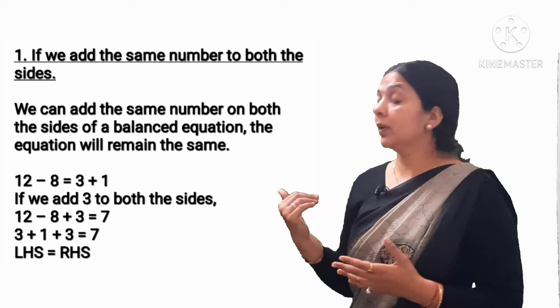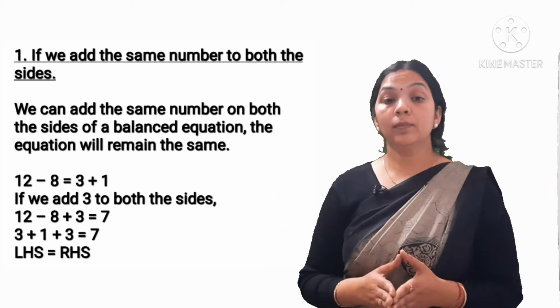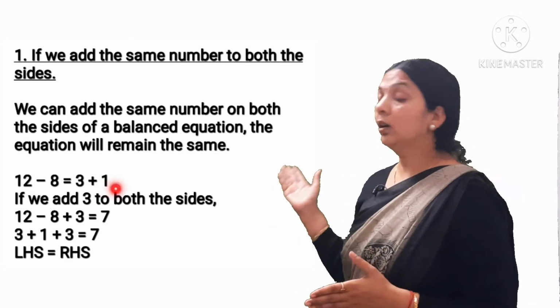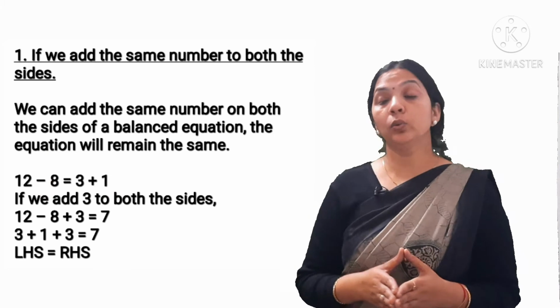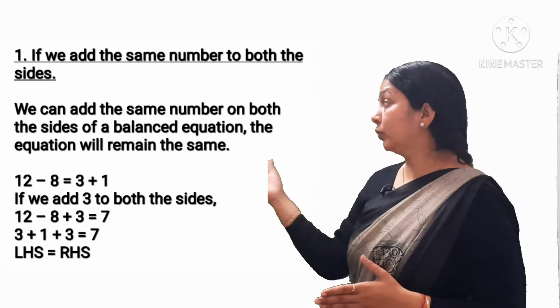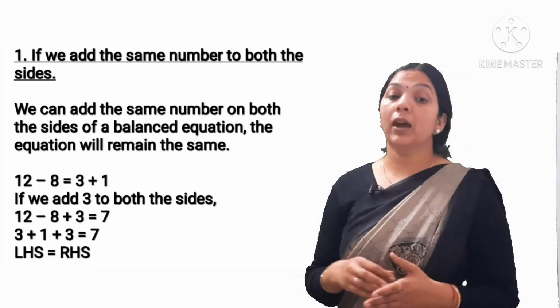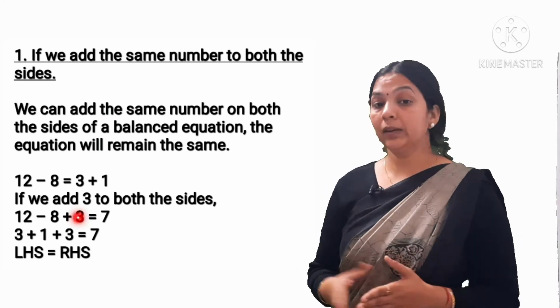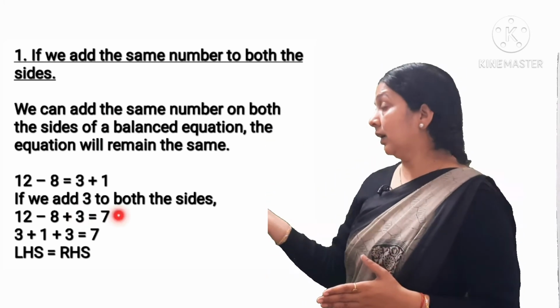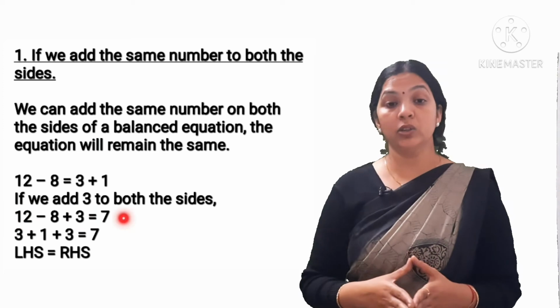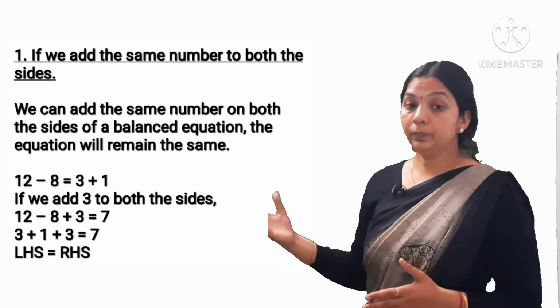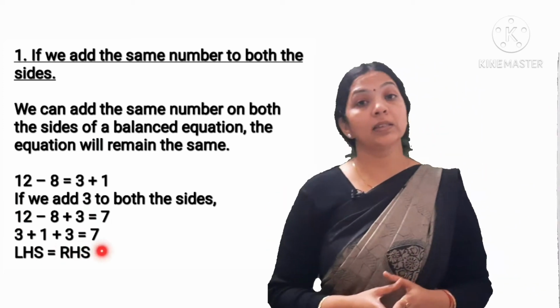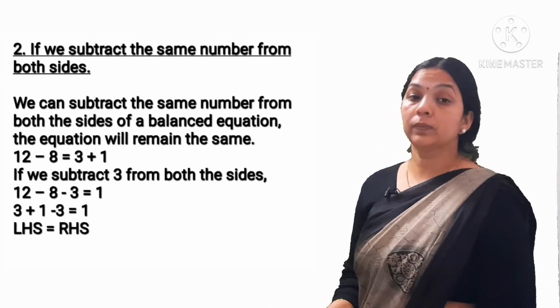So the equation remains same. For example, 12 minus 8 is equal to 3 plus 4. In this equation, you can easily see that 4 is equal to 4. If we add 3 to both sides, that means if we add 3 on the LHS as well as on the RHS, it will remain the same. So we can say that this is a balanced equation.